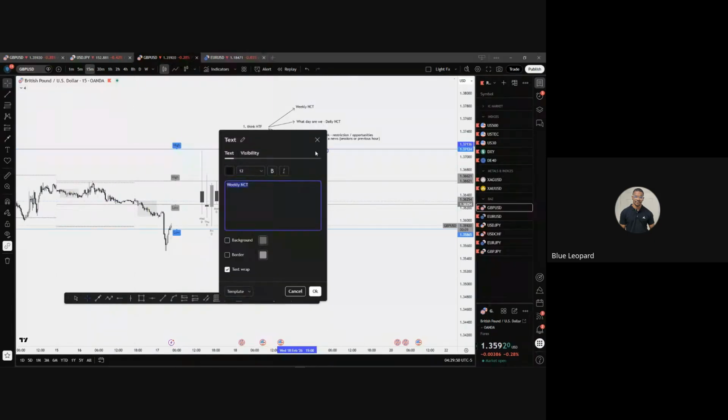Okay. The last thing you should think about when you are on a higher time frame are your key levels. Key levels will give you two things. They'll give you direction when you combine the daily and the H4.